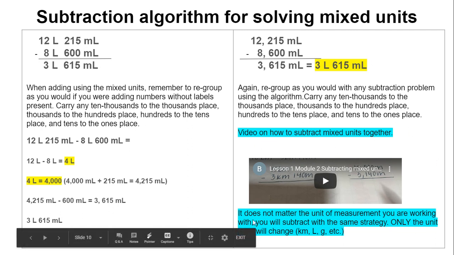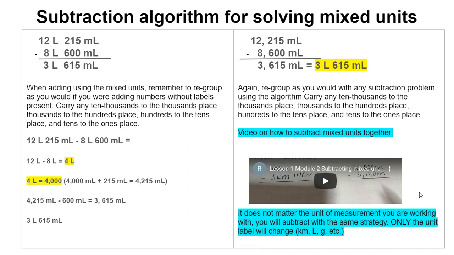Here's your note. It does not matter the unit of measurement you are working with. You will subtract with the same strategy. Only the unit label will change. So instead of it being kilometers to meters, it's going to be kilograms to grams or liters to milliliters. The strategy stays the same.